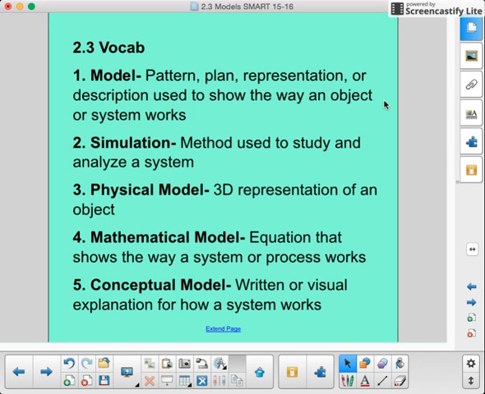That could be an equation, it could be a graph, it could be a computer simulation. And then a conceptual model is a written or a visual explanation for how a system works. One example would be the water cycle, and we'll look at that later in this lesson.